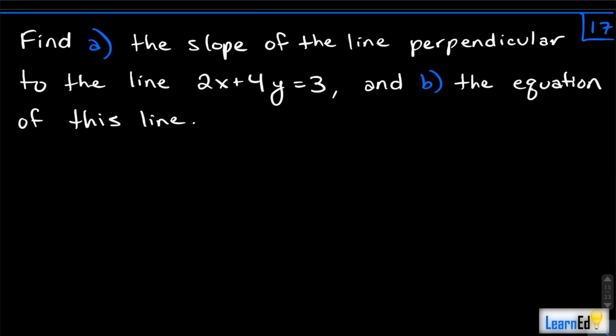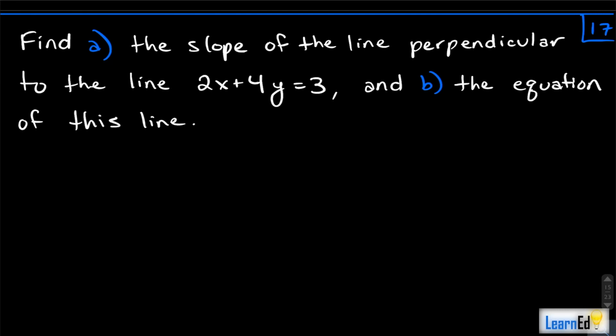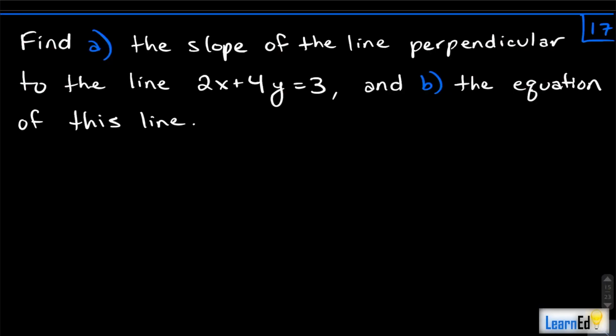Moving on to problem 17, it asks us to find A, the slope of the line perpendicular to the line 2x plus 4y equals 3, and B, the equation of this line. So, this doesn't look right? We have 2x plus 4y equals 3. That doesn't look like a line. It is, but we have to make some adjustments in order for this to actually look more like the standard equation for a line.